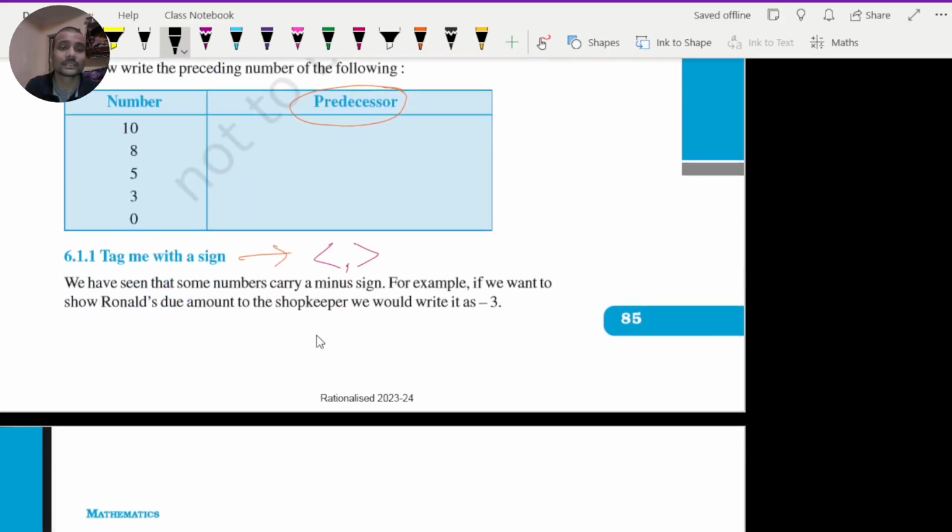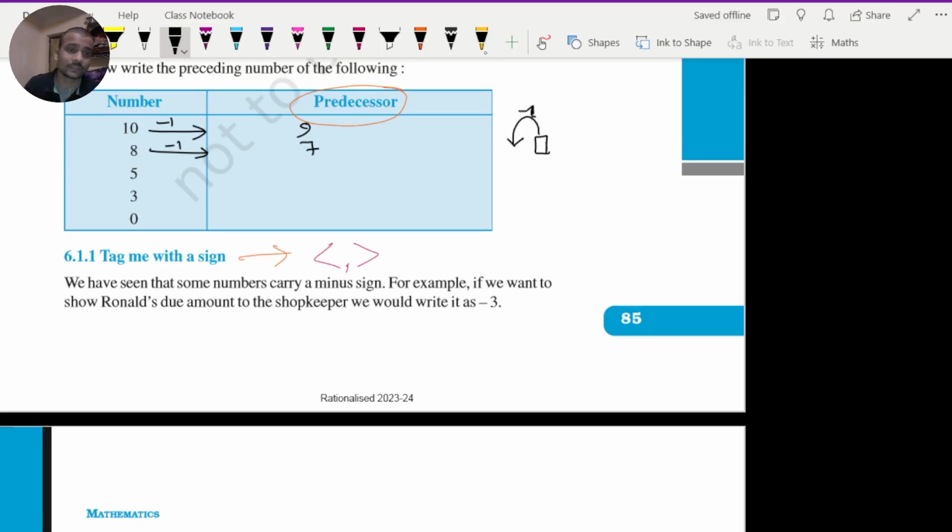Predecessor simply means that you will have to subtract 1 from that, it becomes 9. If you subtract 1 here, it becomes 7. Predecessor means you will have to go behind the number. So just do -1 here, you will get all the answers.